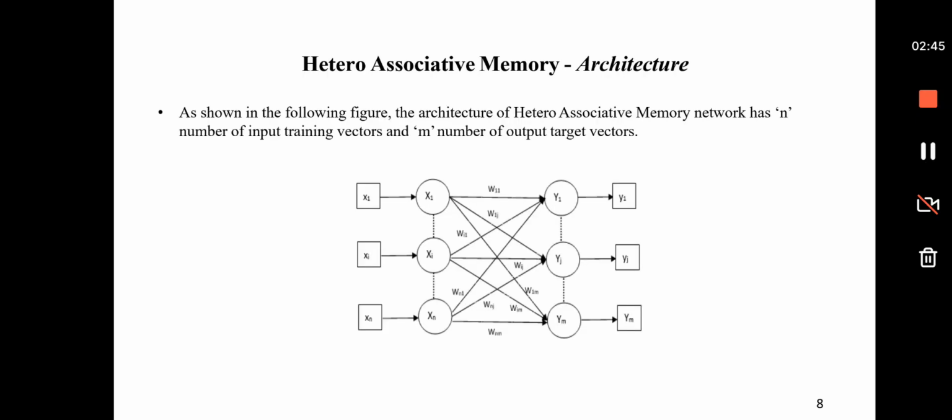This slide shows the architecture of hetero-associative memory. It consists of n input neurons and m output neurons. Here n and m are not equal. The weight matrix is rectangular and there are no feedback connections. Let's move to seeing the algorithm.